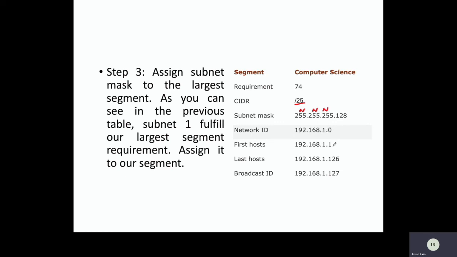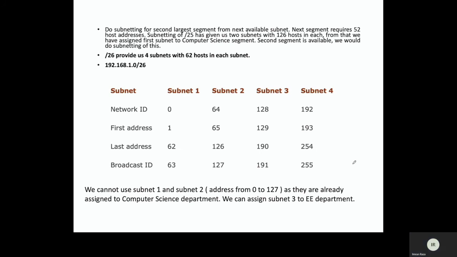192.168.1.0, and the first host is 1.1, and it goes up to 1.126, and this is the broadcast ID. Okay, right? So this fulfills the requirement of the larger segment. So what was the requirement of the next segment?